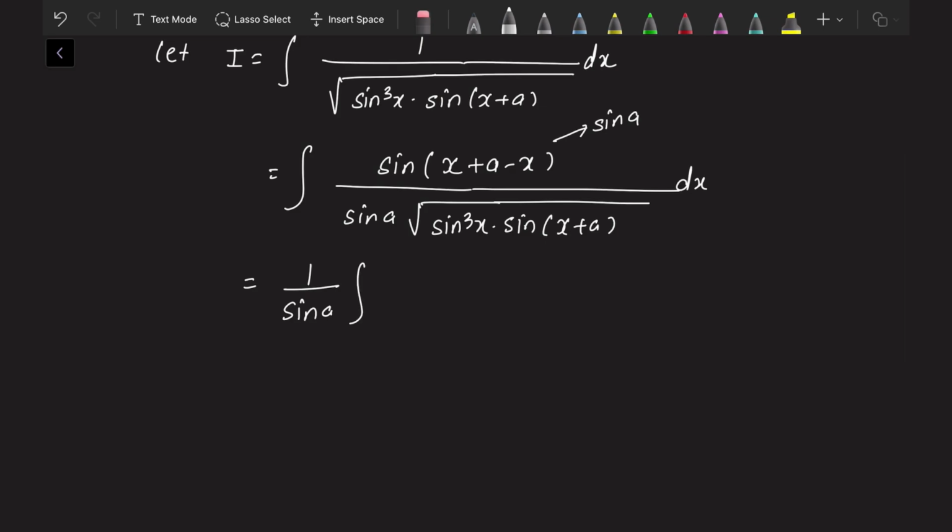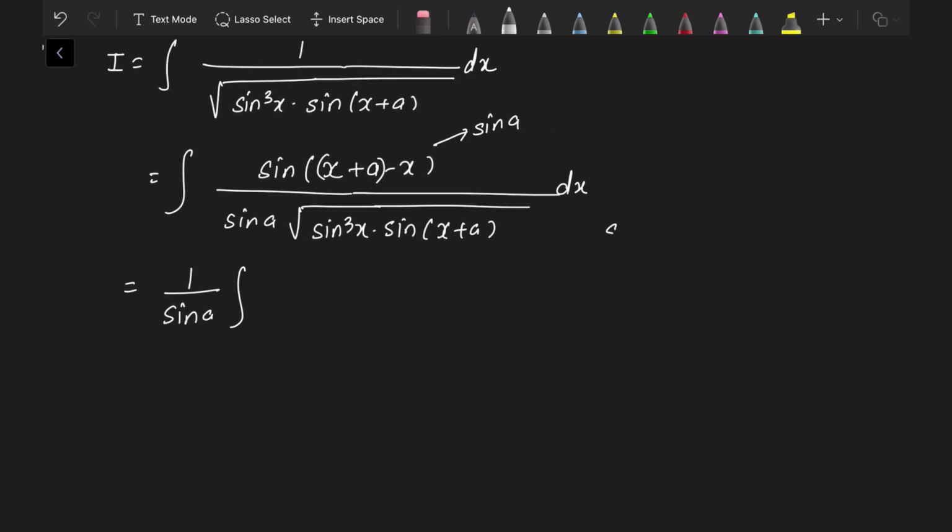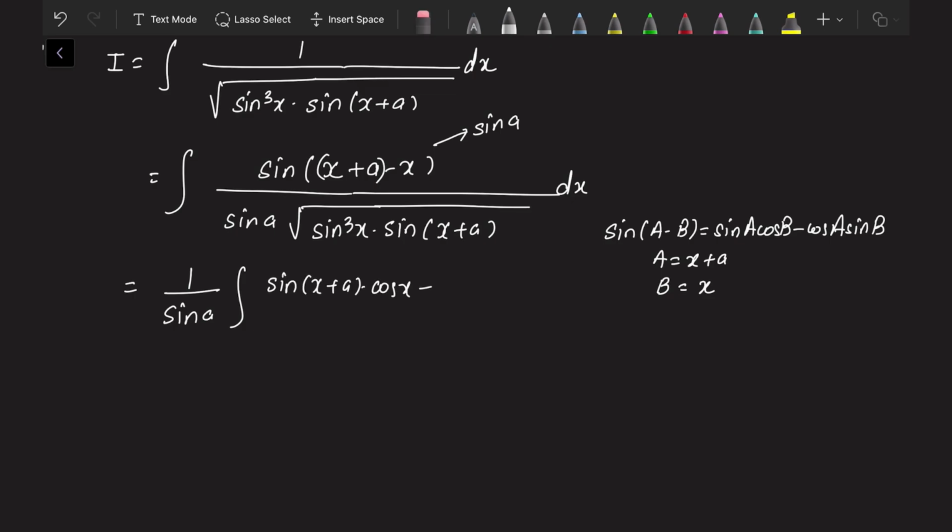Now look carefully, in the numerator we have sine of x plus a minus x. I can make a pair of x plus a, and hence we can apply the identity that sine of a minus b equals sine a cos b minus cos a sine b. Here the role of a is played by x plus a and the role of b is played by simply x. Hence the numerator will turn out to be sine of x plus a into cos x minus cos of x plus a into sine x.